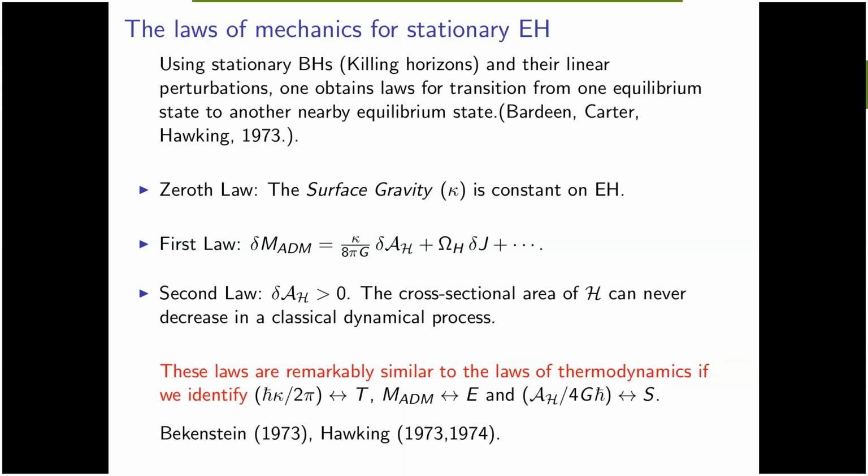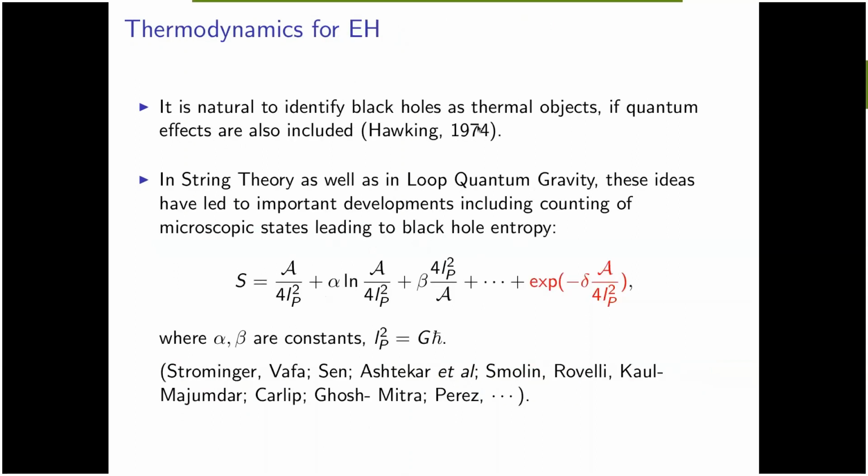So this was the great work of Bekenstein and Hawking in 1973 and 74, and through the work of Stephen Hawking in 1974, we know that black holes are indeed thermal, because if we take into account the quantum processes, then these black holes also give out radiation. From the point of view of string theory and loop quantum gravity, the calculation of entropy is the fundamental thing that has been studied.